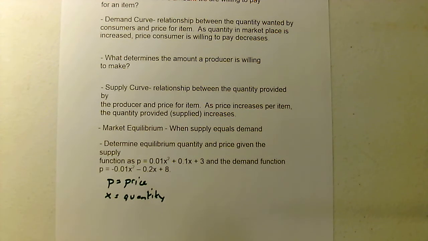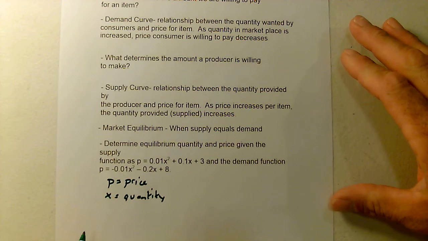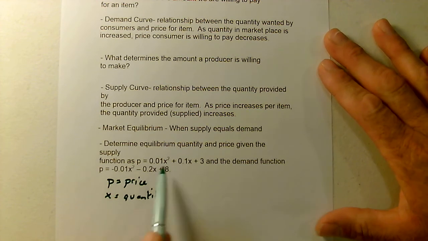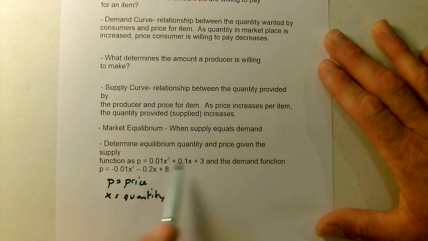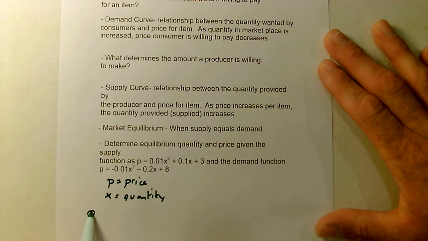So how are we going to set up this problem? Well, first thing I want to do is show you how to do it algebraically, because we probably won't always have a calculator with us. So algebraically we have a system of equations. We know that p equals and p equals, so I can take these two equations and set them equal to each other.